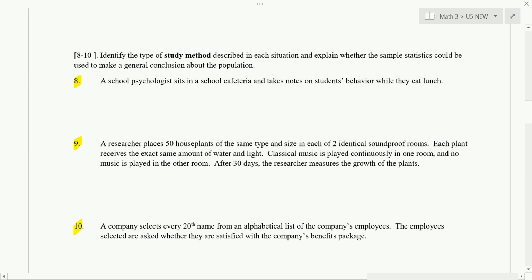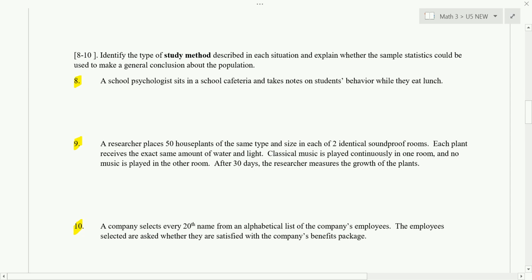So number 8, we have a school. Let's continue reading the instructions here. So we identify the study method described in each situation, and we're going to explain whether the sample statistics could be used to make a general conclusion about the population. Okay. So 8, a school psychologist sits in a school cafeteria and takes notes on the students' behavior while they eat lunch. Okay, so this school psychologist is just simply observing.